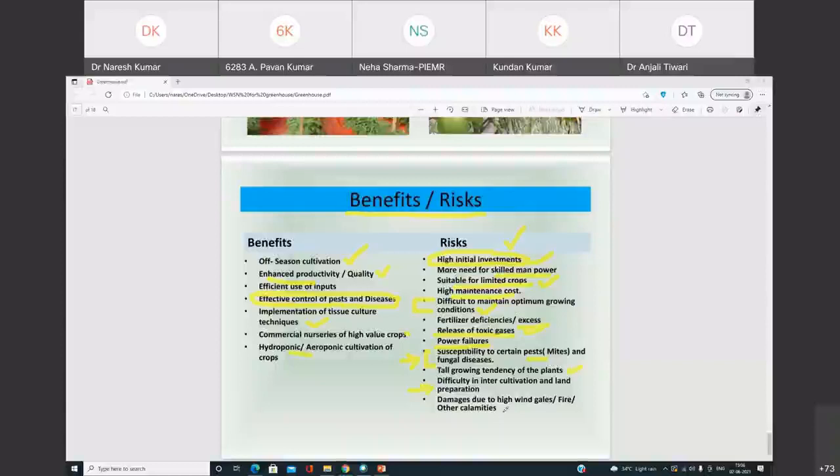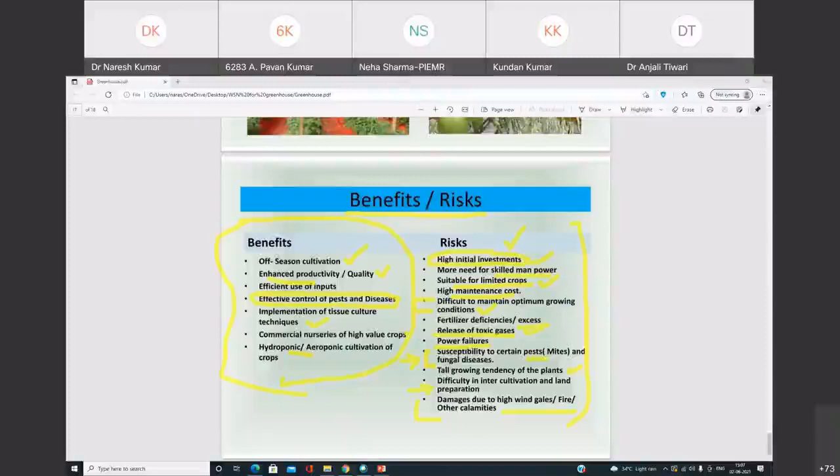So those are the risks and those are the benefits. If one can weigh that the benefits are more and one can overcome this risk, then the farmers can be motivated to go for the greenhouses. But that was the introduction of the greenhouses.